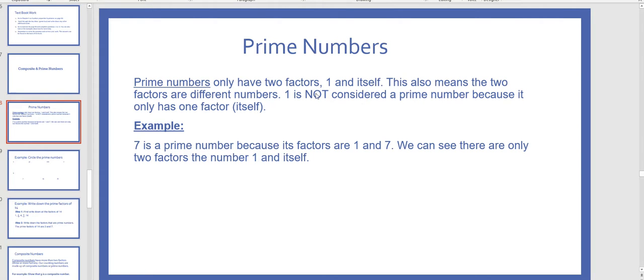This also means the two factors are different numbers. Okay, this is very important. So the two factors have to be different. That is why 1 is not considered a prime number, because it only has one factor, itself.